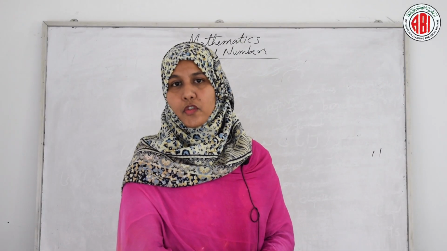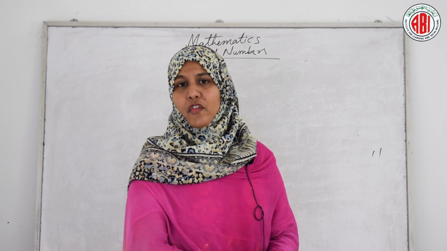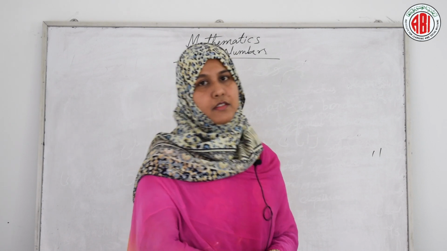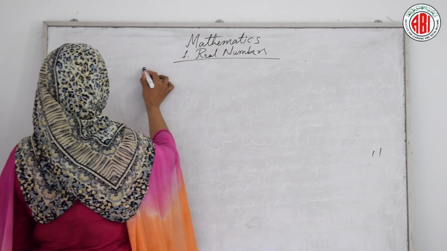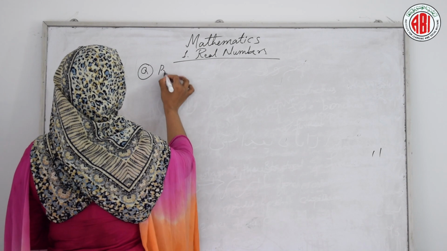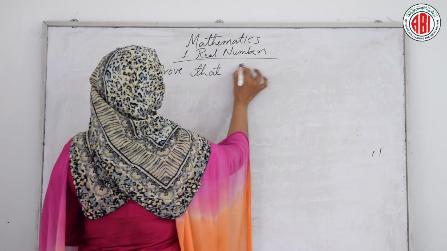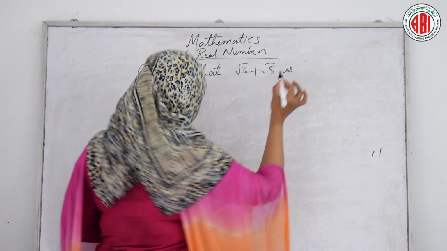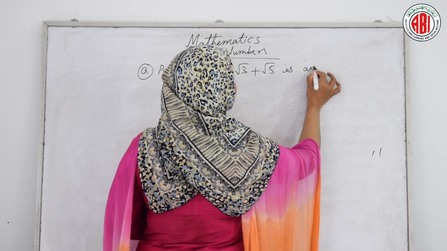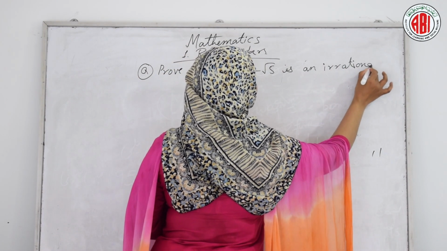Now we have a question to solve, and the question is, prove that root 3 plus root 5 is an irrational number. Look at the question here. Prove that root 3 plus root 5 is an irrational.